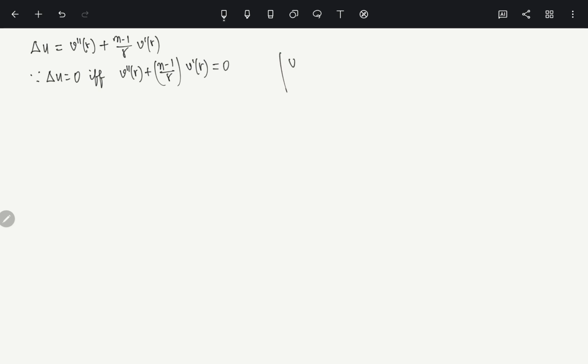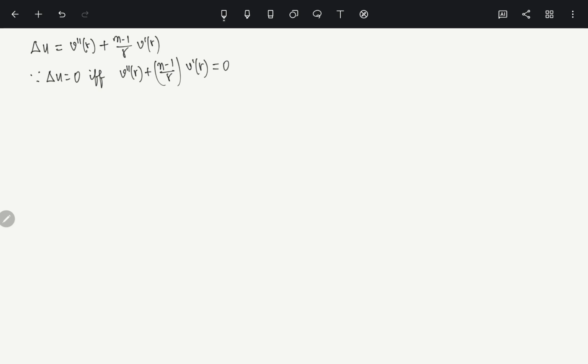Now if you choose v prime of r to be some function phi of r, then this equation becomes phi prime plus (n minus 1) by r, which is basically a constant, times phi equals 0. So that's a first order ODE, which we know how to solve. I am just writing down the solution, using the usual way of solving it.